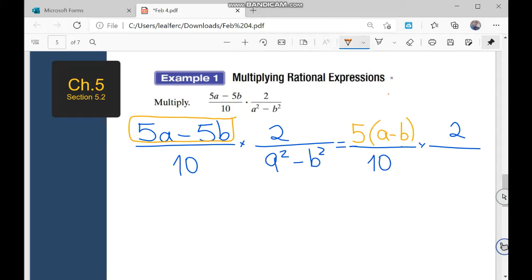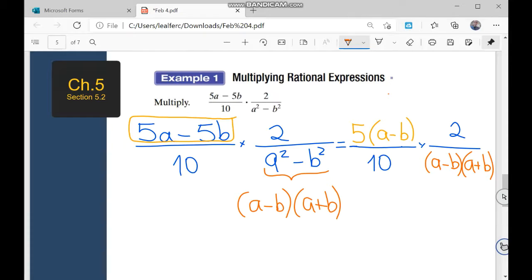Do you remember this formula for that special case? This is the difference of two perfect squares, and we've been using this formula a lot. This is a minus b times a plus b, right? You're going to use this way of factoring it out. A minus b times a plus b, right?